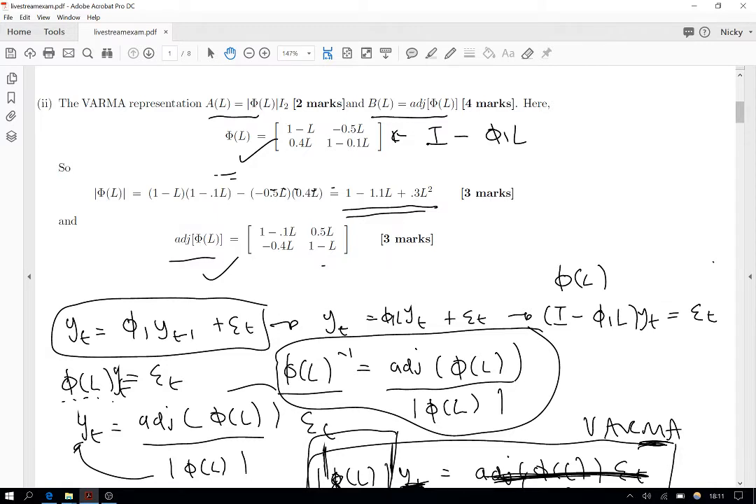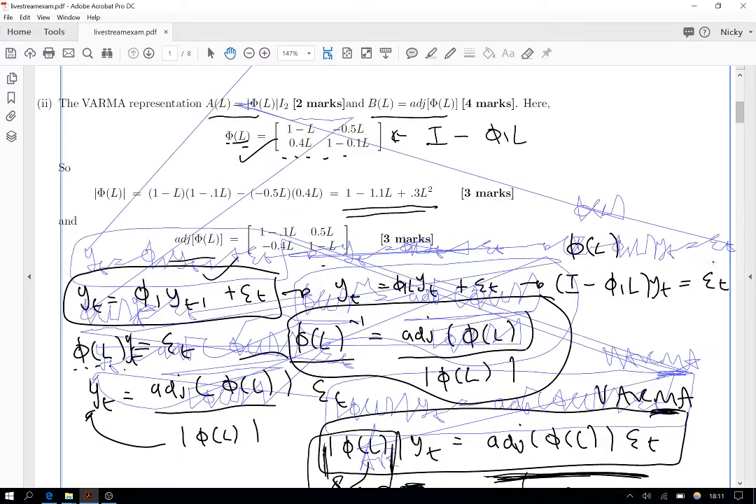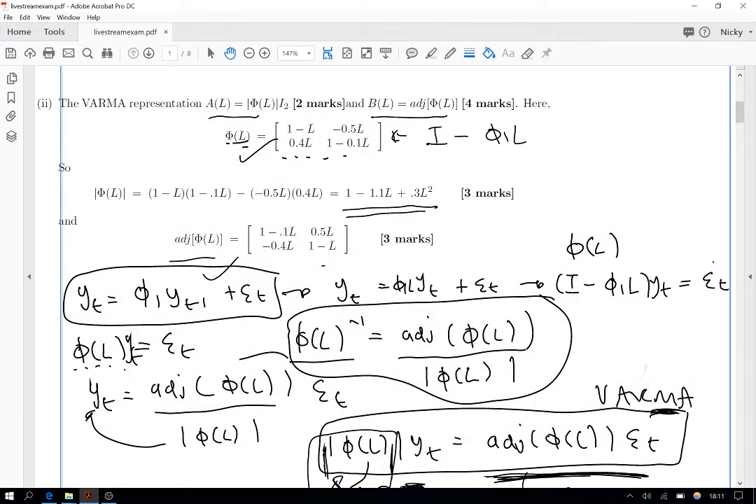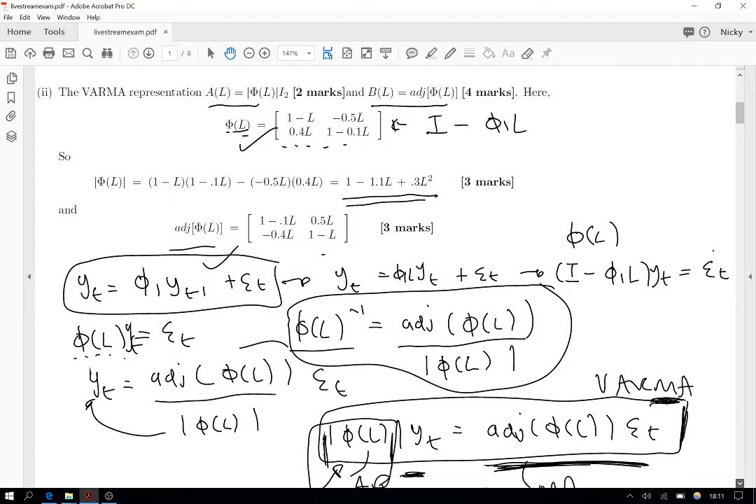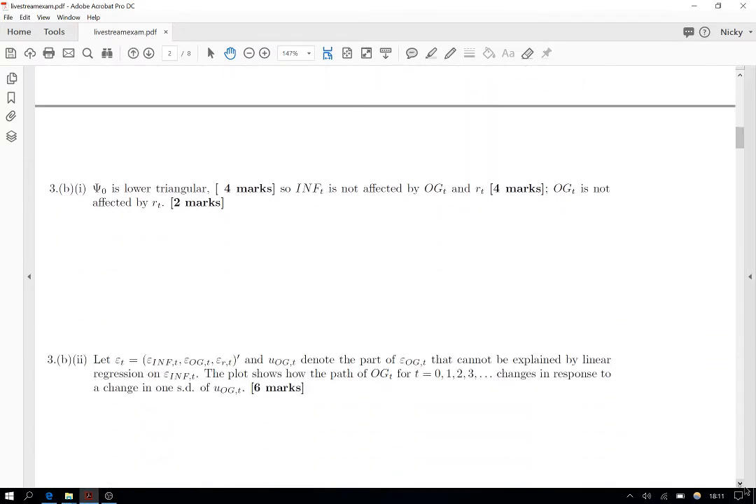You're just rearranging an equation and using the VARMA representation. So again, in this question you could have just stated the VARMA, but I think it's always useful to understand where it comes from, such that on the day of the exam, if you forget or you're not sure, you can at least convince yourself that this is the correct way of doing it. Okay, so if there's no questions on that, we'll move on to the next part.